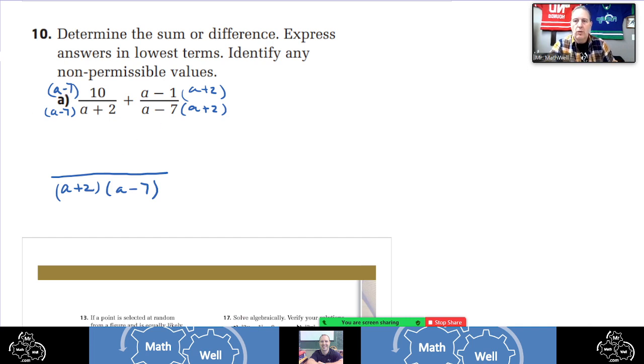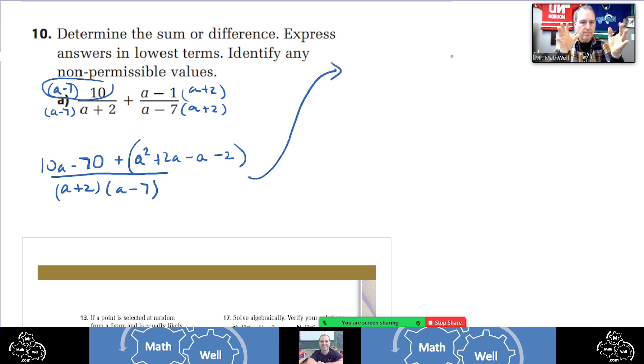Okay, so what do we have on top here? Well, 10 times a minus 7 is going to be 10a minus 70. Plus, now what's over here? I'm going to use big brackets here because I'm going to have multiple terms. So this is going to be a squared, right? A squared plus 2a minus 1a, or just minus a, and then minus 2.